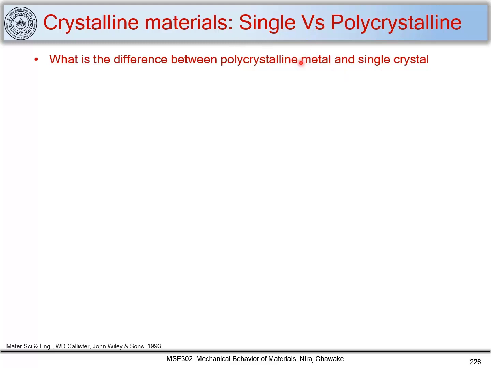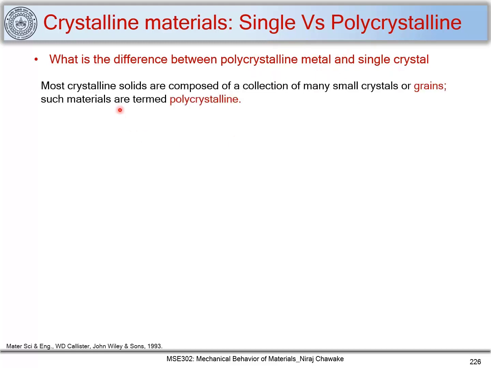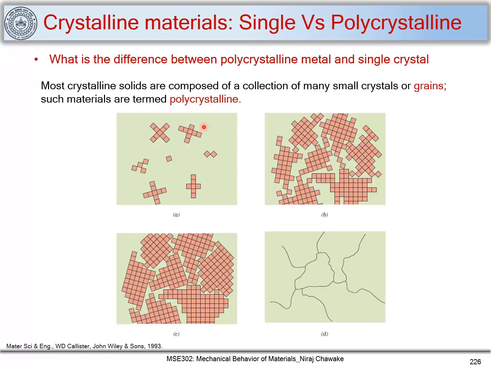When I talk about a single crystal, I mean that there are no boundaries, and the orientation of that grain is along a particular way. A polycrystalline metal is an aggregate of many single crystals. Most crystalline solids are composed of a collection of many small crystals or grains, and such materials are termed polycrystalline materials. And how do they form? We can see that they form during melting itself.